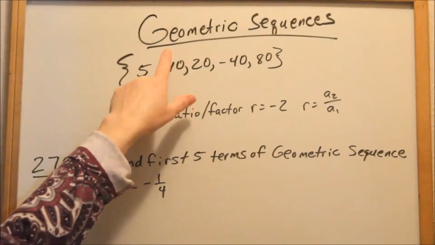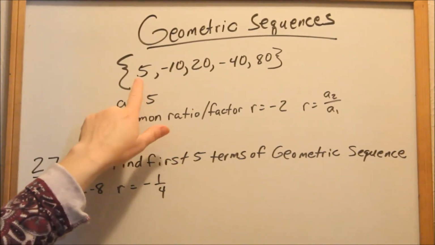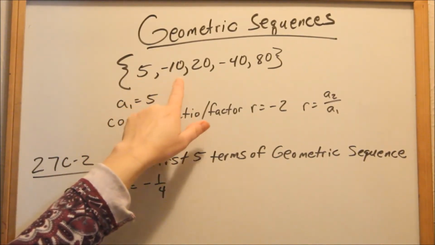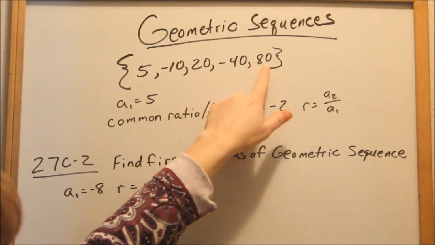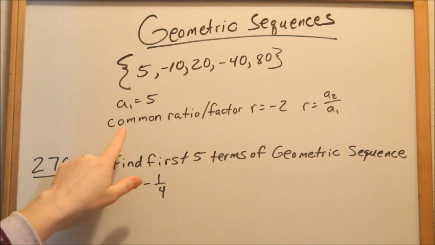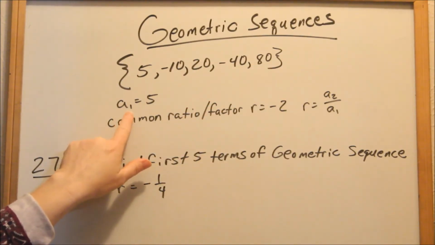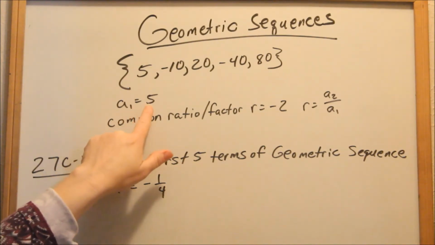Alright, we're doing geometric sequences. Here is a geometric sequence: 5, -10, 20, -40, 80. First term, still, this a sub 1 is still considered the first term. That's how we denote the first term.